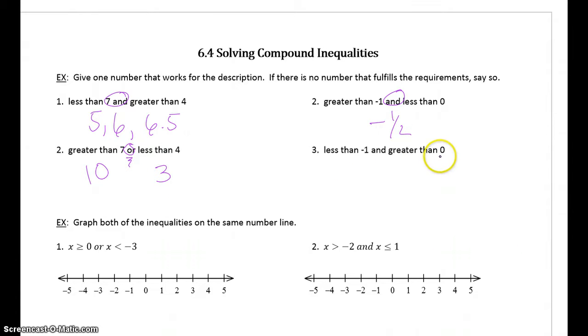Less than -1 and greater than 0, so it has to meet both requirements. If it's less than -1, it's more negative, so -2, -3, -4. Greater than 0 is all positive numbers, so this is not possible, or no solution, however you want to say it. It's not really that big of a deal.